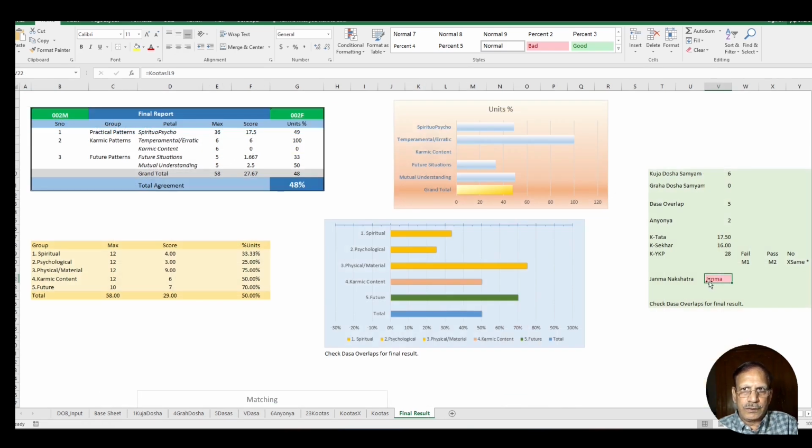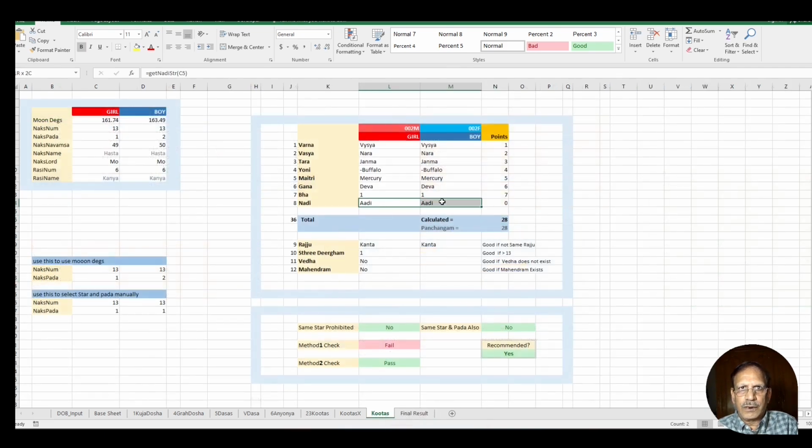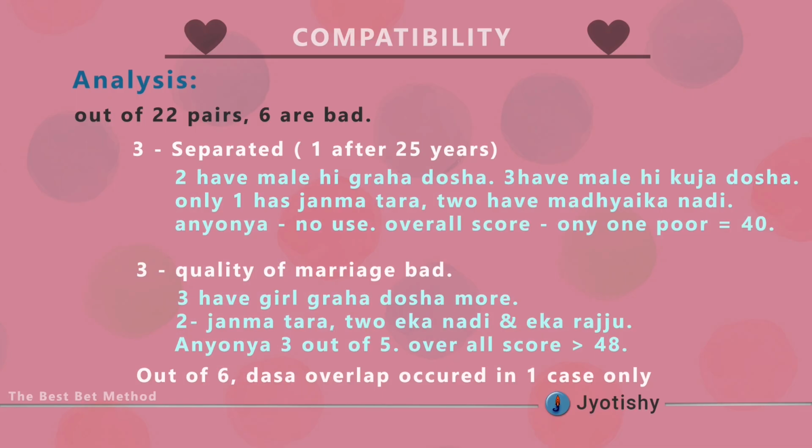The thing to notice, this is Janma Nakshatra. See what happens in case of Janma Nakshatra. See, both are Adi Adi, both are Kanta Kanta. Here is the statistical analysis. Out of 22, 6 are bad, 3 got separated. In 3 cases, quality of marriage is bad.